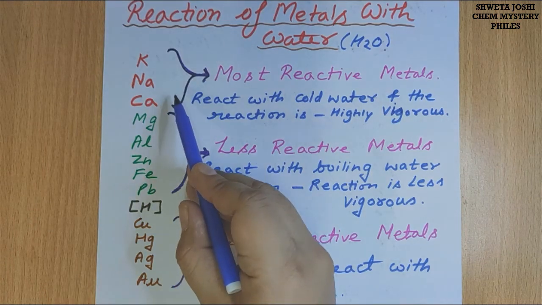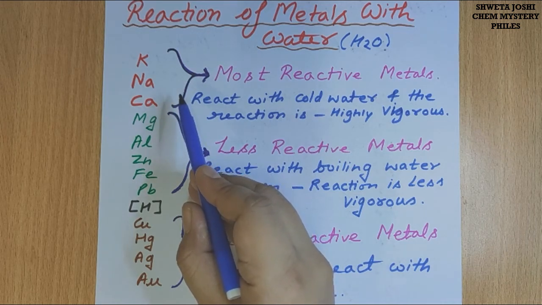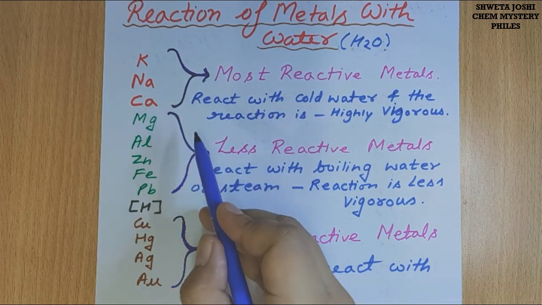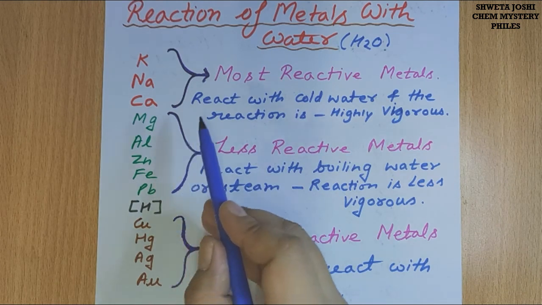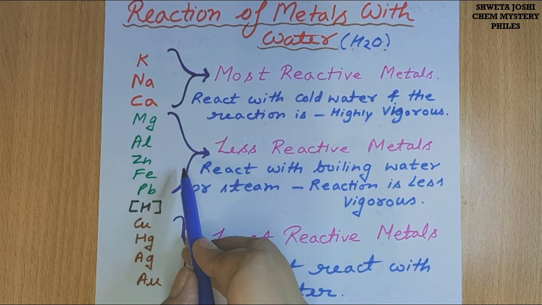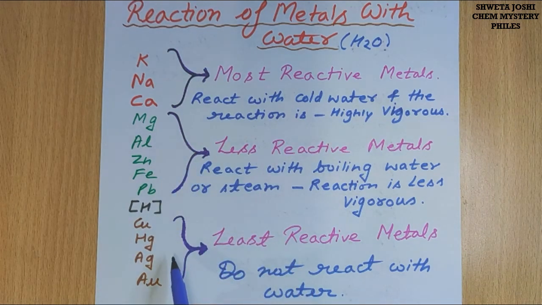So the elements which are placed at the top of the series are the most reactive one and they will react with cold water. The elements which are placed in the middle of the series are less reactive as compared to these metals and they will react with boiling water or with the steam. And the elements, the metals which are placed below hydrogen in the metal activity series are least reactive one and they do not react with water.